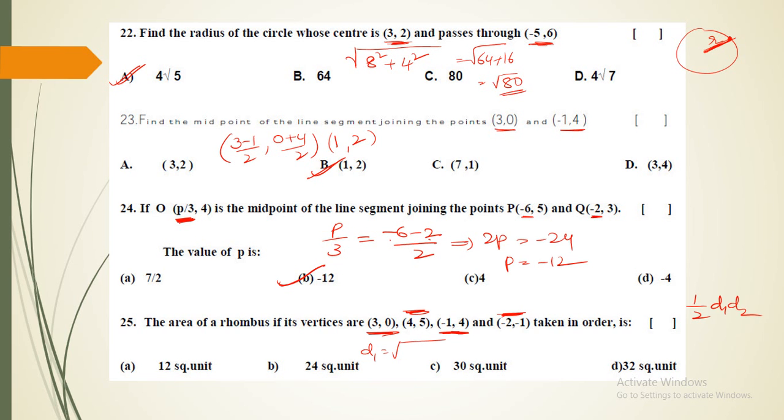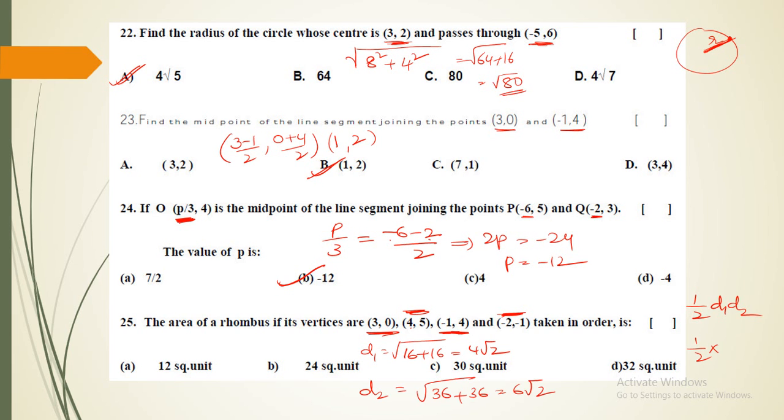3 minus of minus 1, 4 square, 16. 0 plus 4 square, 16. So 16 plus 16, 32. So 32 I can write as 16 times 2, so 4 root 2. So diagonal 1 is 4 root 2. The same way for diagonal 2: 4 minus of minus 2 is nothing but 6 square, 36. 5 minus of minus 1, 6 square, 36. Which is nothing but 6 root 2.